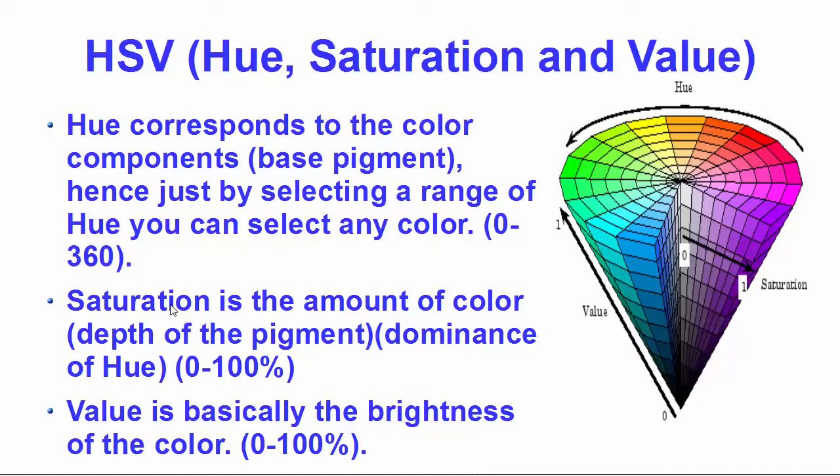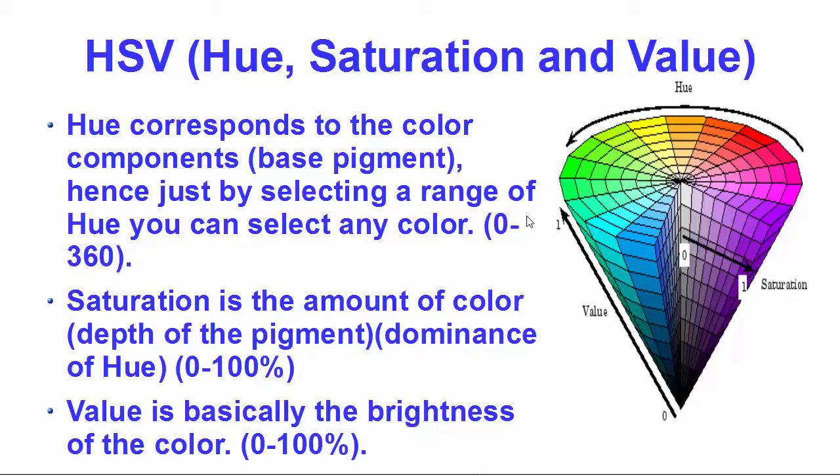Now we have saturation. Saturation is the amount of color, that is the depth of pigment or the dominance of hue. And this value is described from the center towards the outer layer of this cylindrical cone. Here you can see at the center the saturation starts at 0 and it can go up to 1 at the end of this cylindrical cone, so saturation can be increased from 0 to 100%. Similarly, the value is basically the brightness of the color. This brightness can be increased from 0 to 1 from the bottom of the cone to the top of the cone. So all these three values, hue, saturation, and value, can be used to pick any color as we can do with the BGR color space. So this is the brief introduction about HSV color space.